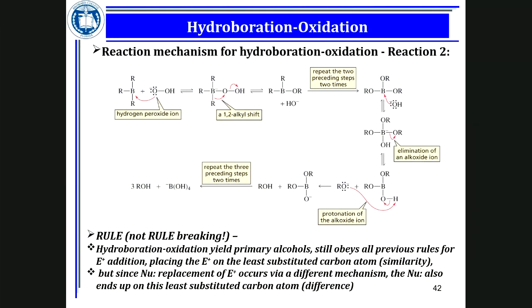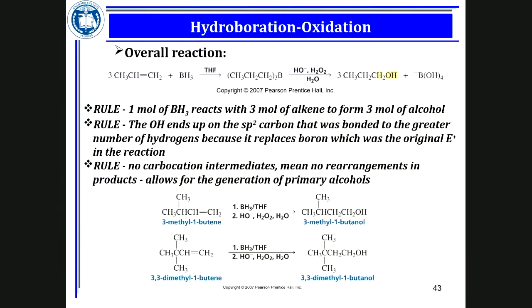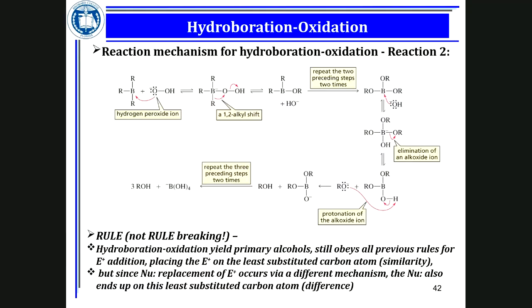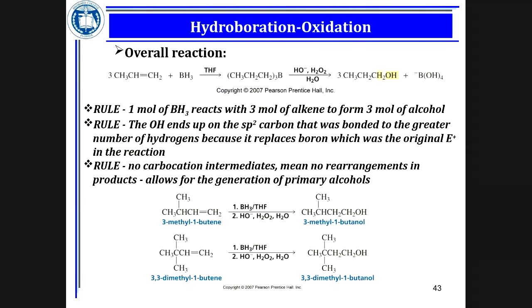Hydroboration oxidation gives you the primary alcohol, and the rule is that the electrophile is going to add to the least substituted carbon, and the nucleophile is going to add to the most substituted carbon. So the difference is the carbon that is, so you get the anti-Markovnikov product.